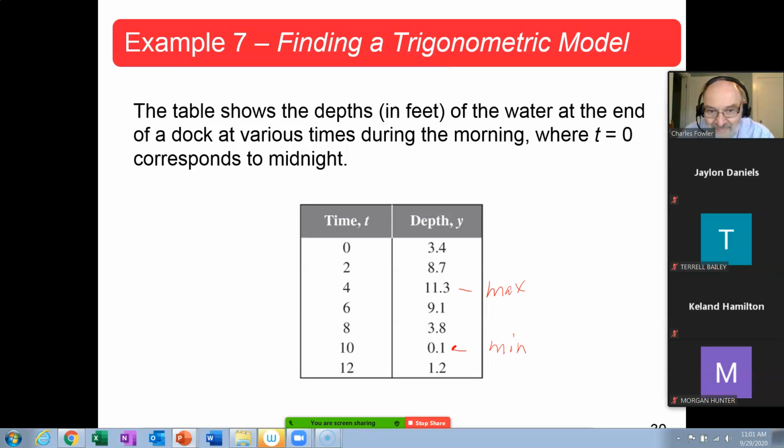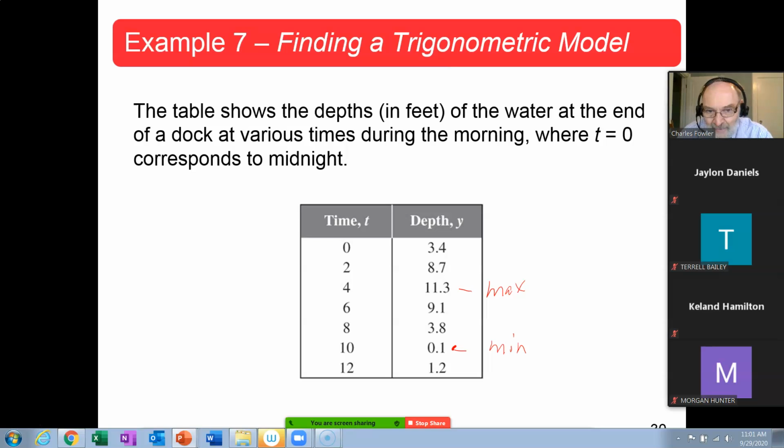All right. Now, what that indicates to me, and this is just approximate, not necessarily true, could be the max was more like at 4:15, but we didn't take it at 4:15. So all we can do is model with 4 o'clock being the max.